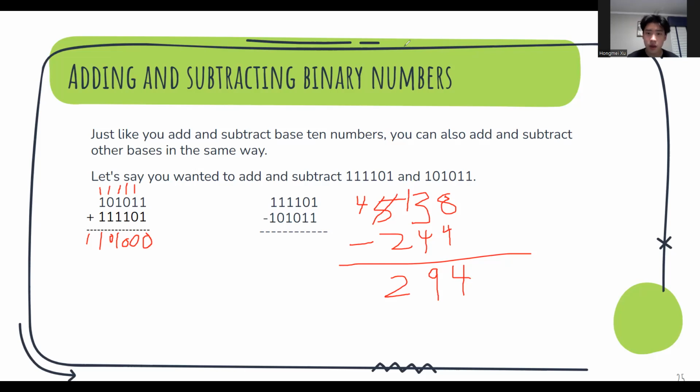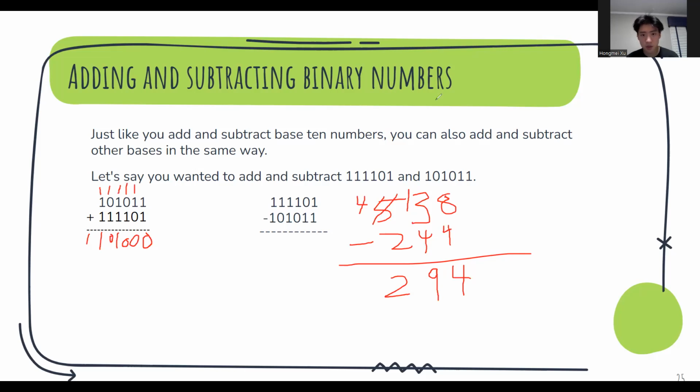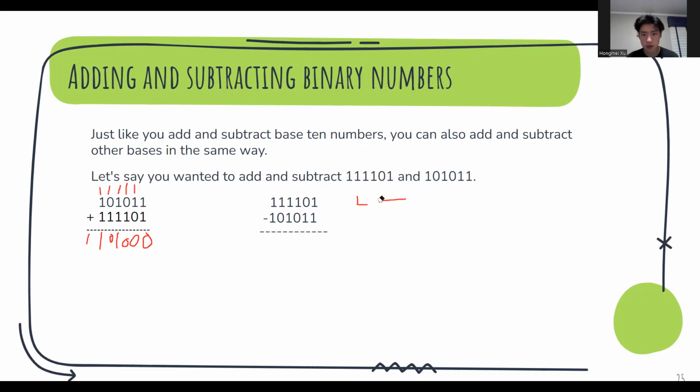Cool. So we can do the same thing in binary. So 1 minus 1 is 0. 0 minus 1, we can't do that. So we take this 1 and it becomes a 0. So we're subtracting 1 from it. And then this 0 becomes a 1, 0, which is basically 2, right? So 2 minus 1 is 1.